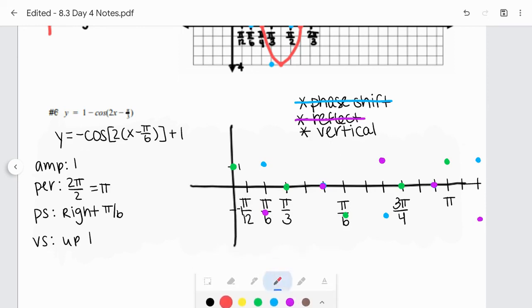And the last thing I'm going to do is my vertical shift. So I'm moving up 1. So each purple, I'm just going to be moving up 1 spot. I said purple and then I did my green. So this would end up being my final graph. Right there.